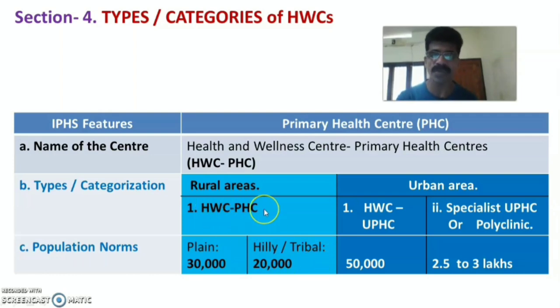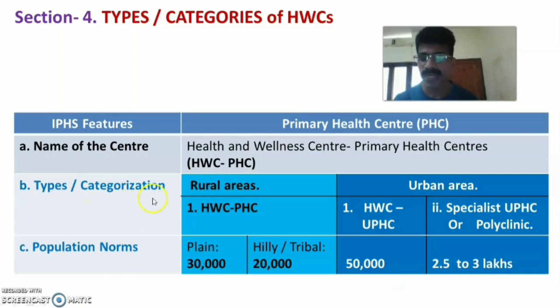So, health and wellness center, primary health center in the rural area, if it belongs to the hilly area, tribal area or backward area, then it covers only 20,000 population. Then population coverage of health wellness center urban PHC is 50,000. That is HWC UPHC covers a population of 50,000 and specialist UPHC or polyclinic covers a population of 2.5 lakh to 3 lakhs. Okay. 2,50,000 to 3 lakh population.